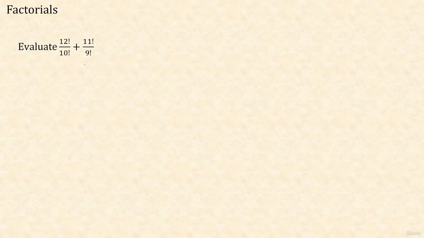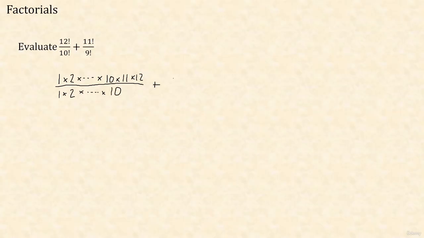Okay, one more problem here. Now, if you're feeling confident, do pause the video and have a go yourself. Let's just work each of these out individually. Now, using the same logic as we used before, we've got 1 times 2 times everything up to 12. I'll just include the 10, the 11, and the 12, divided by all the numbers up to 10, 1 times 2 times everything up to 10. And then for our 11 factorial over 9 factorial is 1 times 2 times everything up to 11, 9 times 10 times 11, and then divided by 9 factorial is 1 times 2, and then everything up to 9.